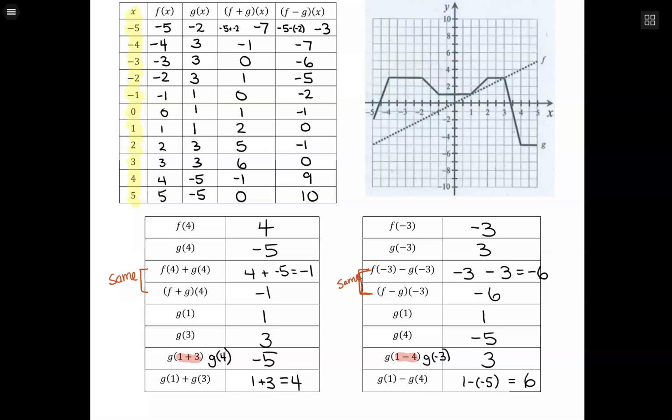So that's how we can work with our graphs. We could graph these combined functions if we needed or wanted to. And then once we have these tables, we can do so much with looking at the function combinations all together and calculating different values.